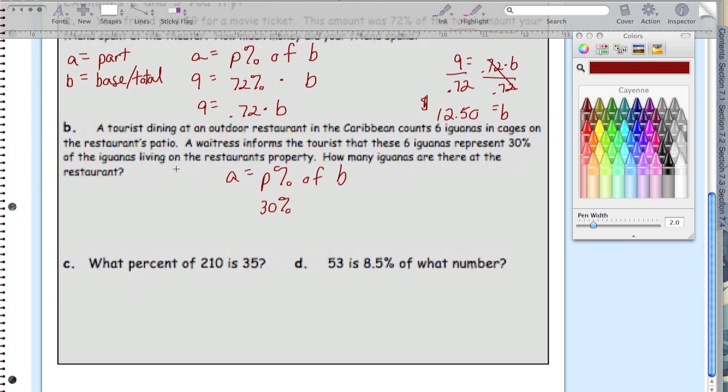Now these 6 are only 30% of the total. We don't know the total. That's what they want us to figure out. So we don't know B, but we do know there's 6 of them that we can see. So this 6 is a part of the total. So our equation then is 6 equals 0.30 times B. And I'm ready to solve. Divide both by 0.30. My 0.30's cancel. I divide 6 by 0.3 to find that B is equal to 20. It's a word problem, so don't forget to label it. There are 20 iguanas at this restaurant.